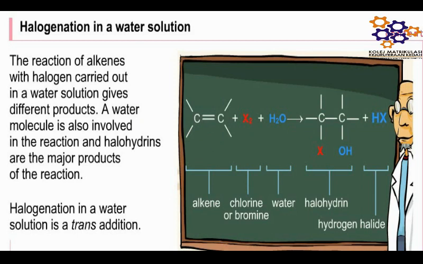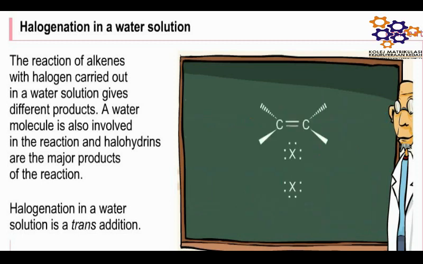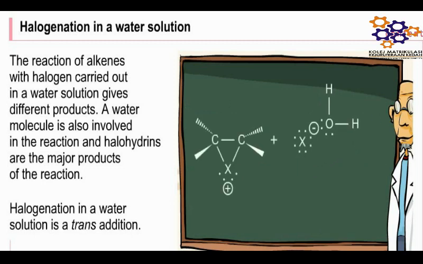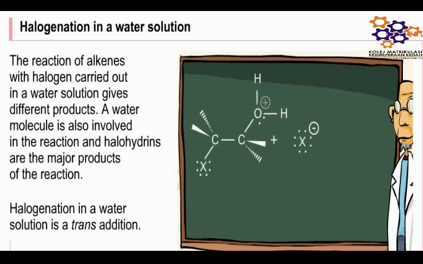Halohydrins are compounds containing a halogen atom and a hydroxyl group at the vicinal carbon atoms. In the first step of the reaction, a halonium ion is formed, as in the case of reaction in a non-polar solvent. However, in the next step, a water molecule is attached to the halonium ion, with subsequent elimination of a hydrogen ion.